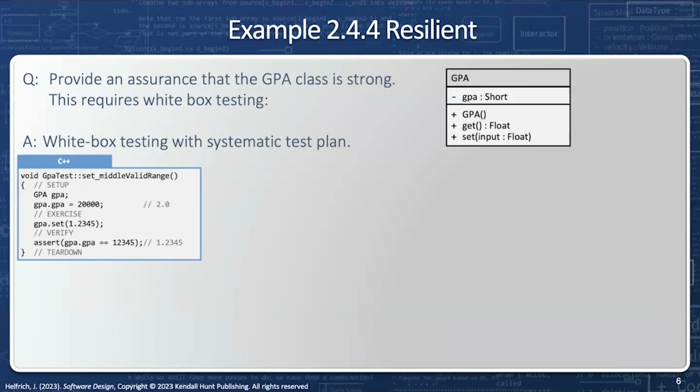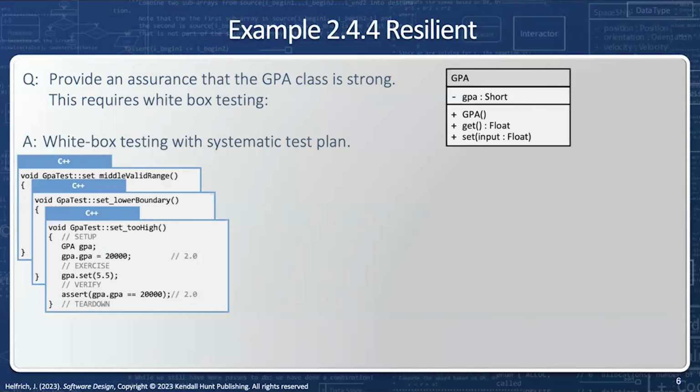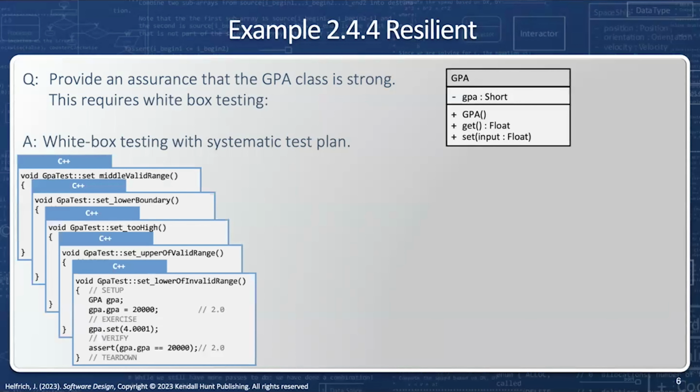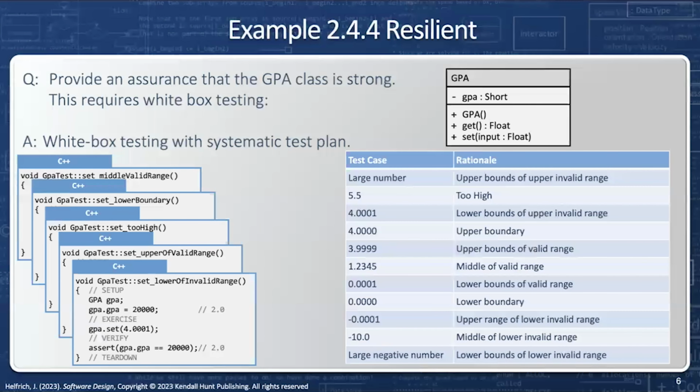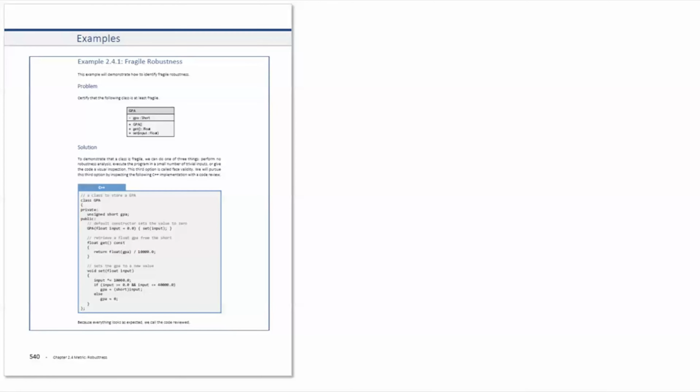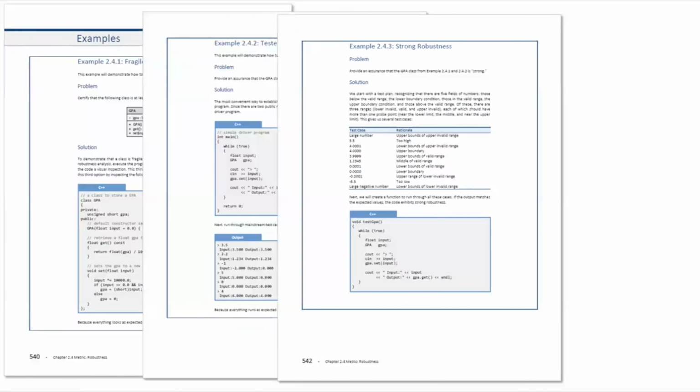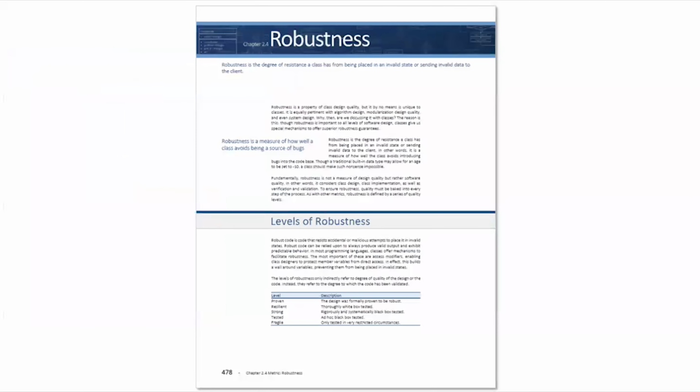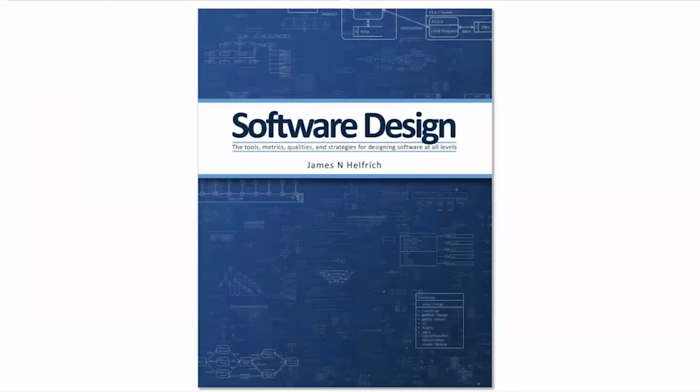Okay, so this is one test case. Now here's another test case and another test case and another test case and another test case. In fact, I have to create a separate test function for each of my test cases that I previously identified. When I run through all these, now I have a resilient level of robustness. And this is basically what we're looking for from most of the classes we write when we create unit tests. Now we can learn more about this in examples 2.4.1, .2, .3, and .4 in the robustness chapter of the software design textbook.